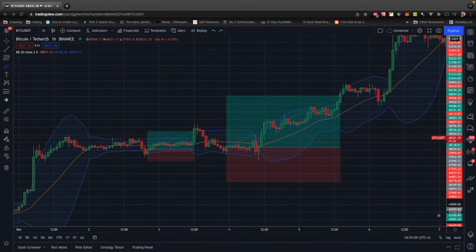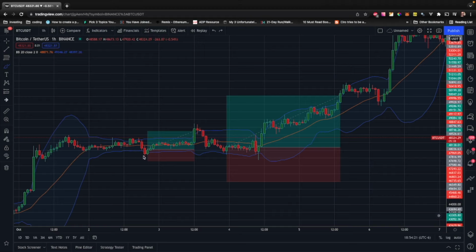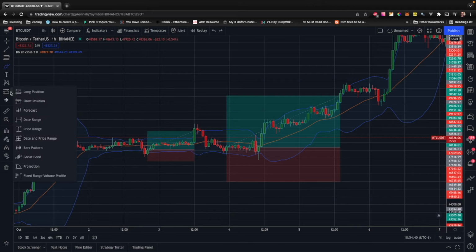So I wanted to real quickly go into a couple of these trades in slow motion so you can actually see what I was doing. So if we look at this area right here, we can see that this red candle right here touched the bottom of the Bollinger Band and actually went outside of it. So on this candle right here, we entered the trade. And I used this tool right here in TradingView, this long position tool.